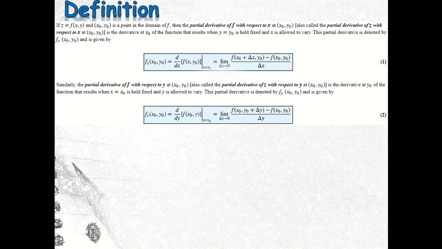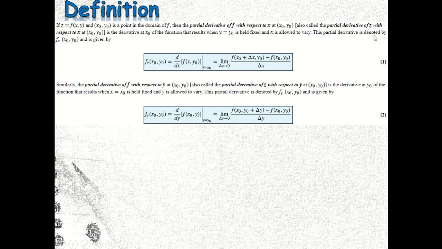So for our definitions, we have: if z equals f(x, y), and (x sub 0, y sub 0) is a point in the domain of f, then the partial derivative of f with respect to x at this point with the coordinates (x sub 0, y sub 0), also called the partial derivative of z with respect to x at this point, is the derivative at x sub 0 of the function that results when y equals y sub 0. So it means that we hold y as constant or fixed, and x is allowed to vary.